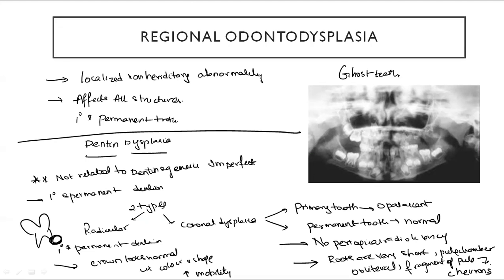Radicular dysplasia affects primary and permanent dentition, and clinical features: the crown looks normal in color and shape, teeth have more mobility. Coronal dysplasia, color of the primary tooth is opalescent, permanent tooth is normal. Here you do not see any periapical radiolucency. You can see that roots are extremely short, and you can notice obliterated pulp chambers, and the fragments of the pulp are also known as chevrons. Okay.